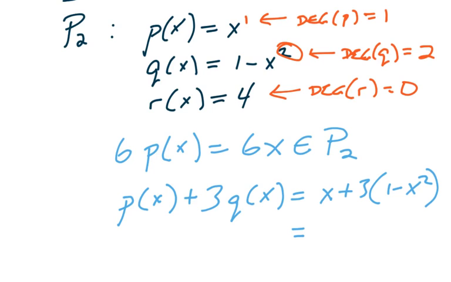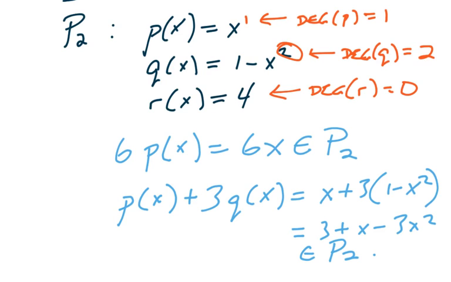And so this is 3 plus x minus 3x squared. And this, again, is a polynomial of degree 2 or less. And so this is back in P2.